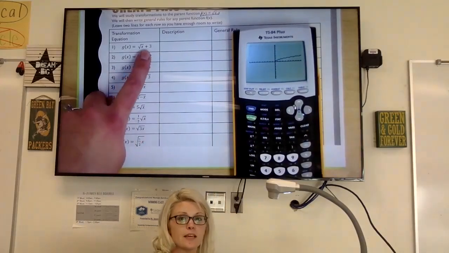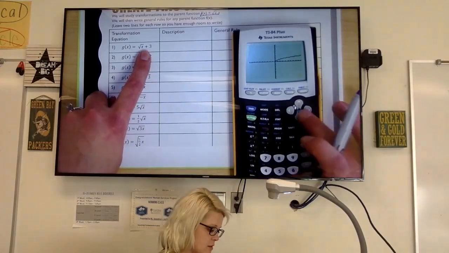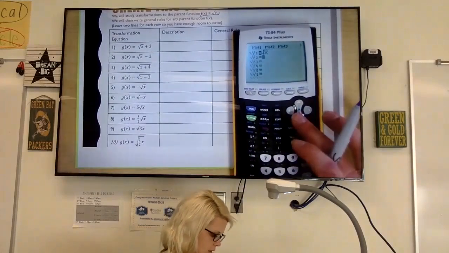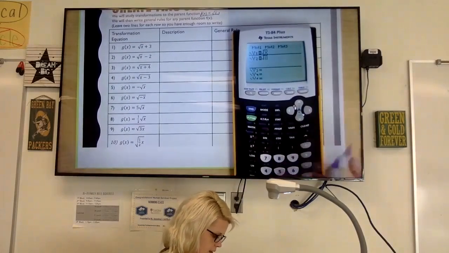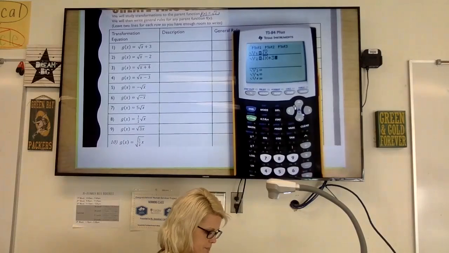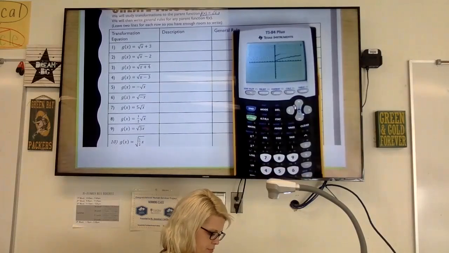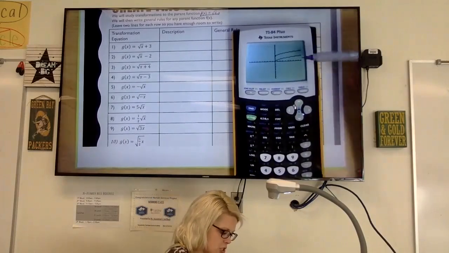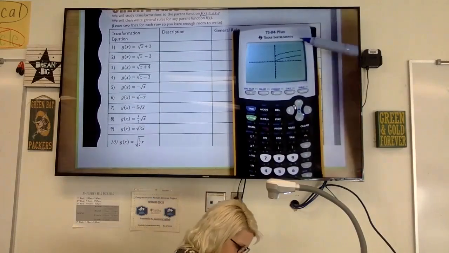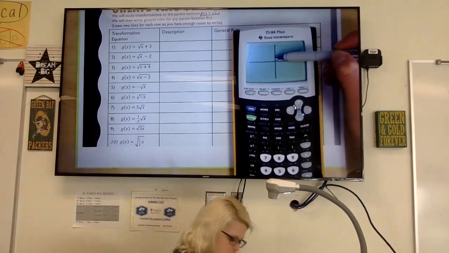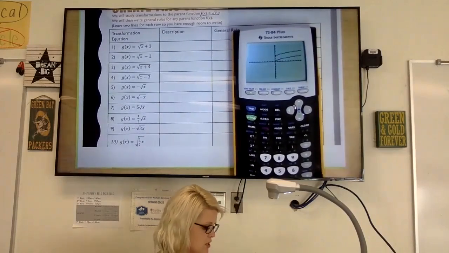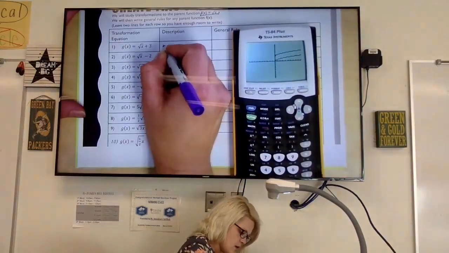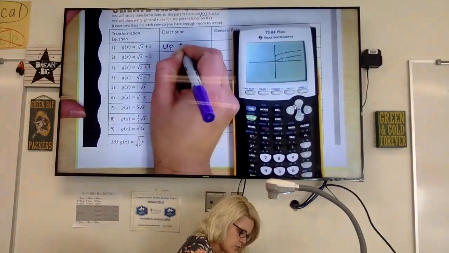Now let's see what happens to that graph when I put a +3 at the end, outside that square root. I can type it in my second line here, so we see them both at one time. You should notice that it's the same shape of the graph, it's just been moved up. And if you were to count really closely, it's been moved up 3 points. So if I were to describe that transformation, I would say up 3.